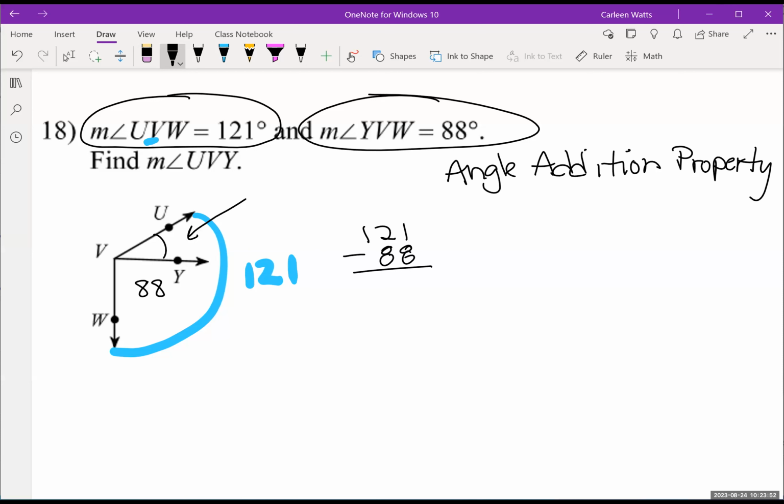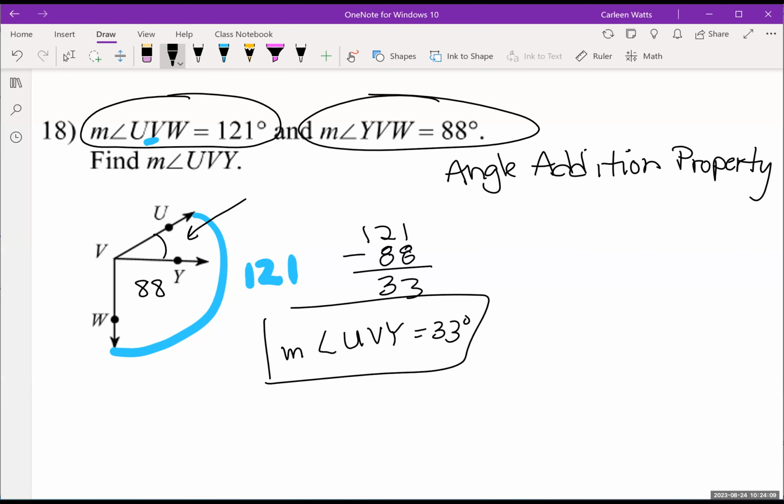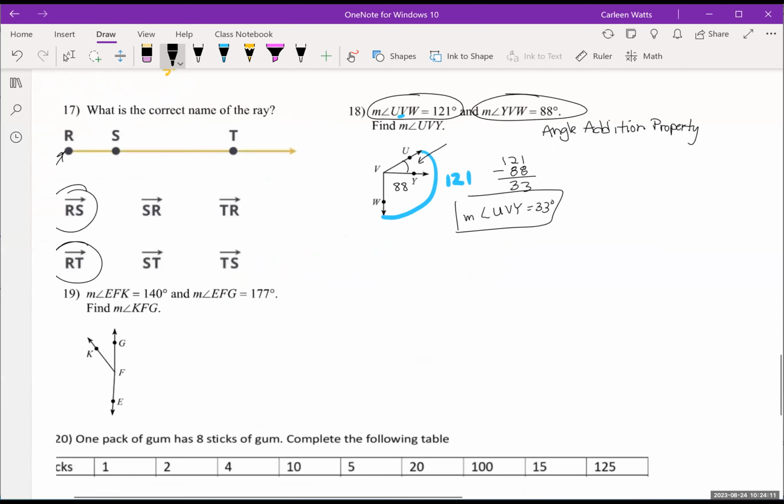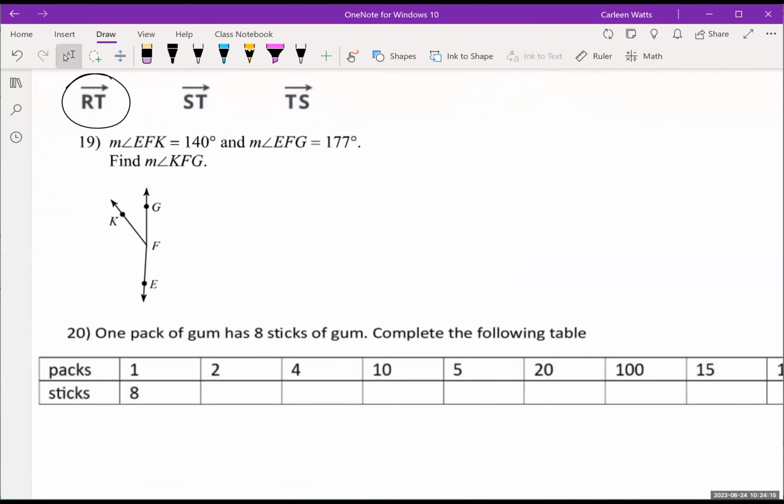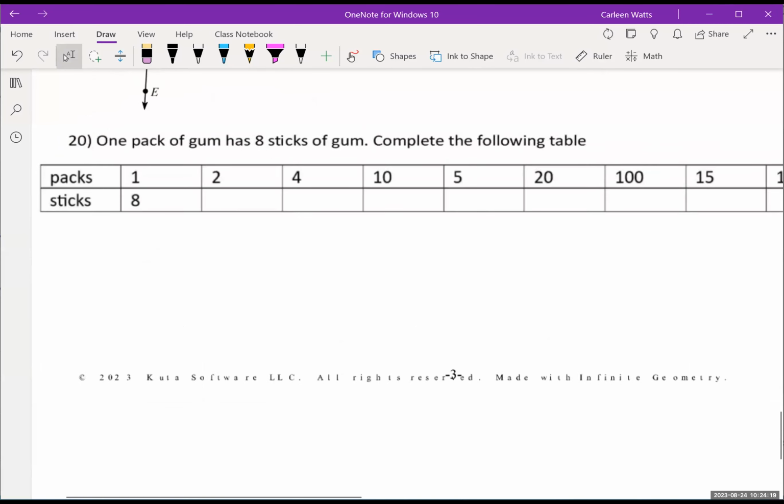121 minus 88 is 33. So the measure of angle UVY equals 33 degrees. Okay. Number 19 is on your own. Number 20.